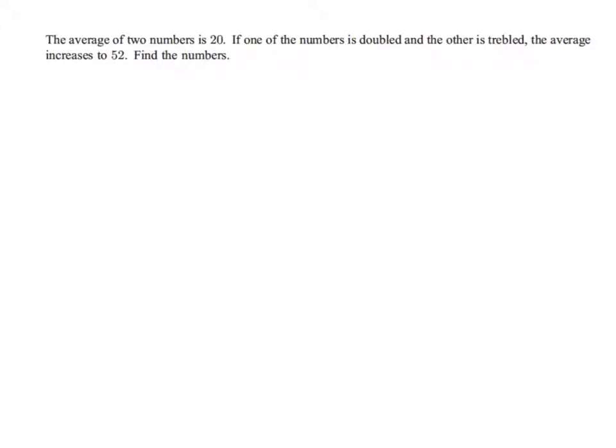Let us now look at problem number 2. You can pause the video and read the question. The question says the average of two numbers is 20. If one of the numbers is doubled and the other is tripled, the average increases to 52. Wow, that's a lot of information. But if I'm looking at the last statement, find the numbers, this gives me the idea of what I need to find. So I'm going to say, let x and y be the two numbers.